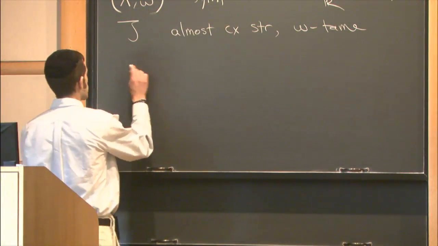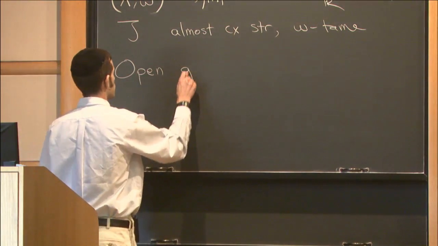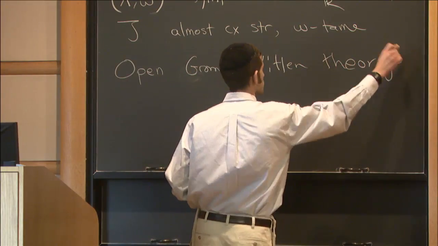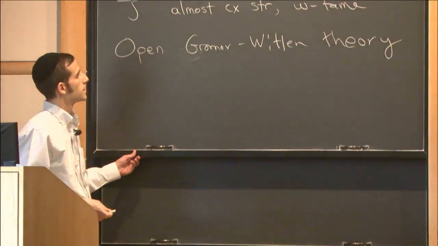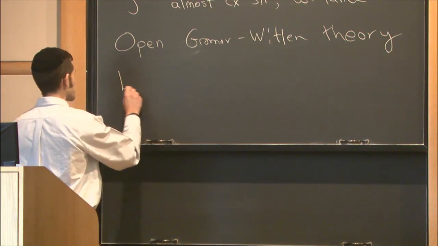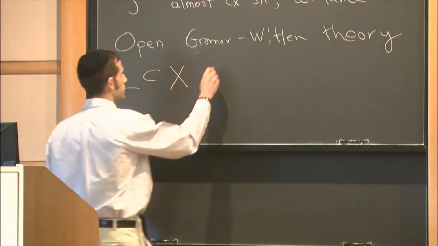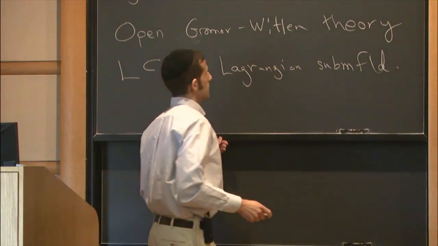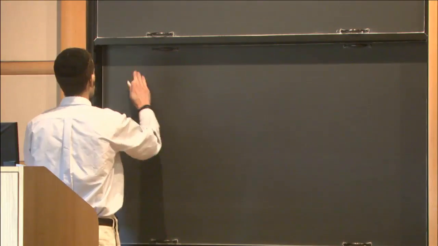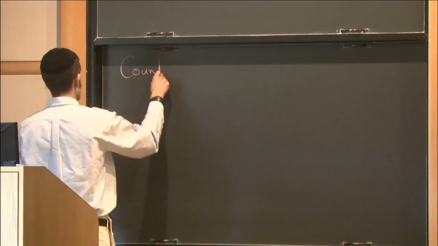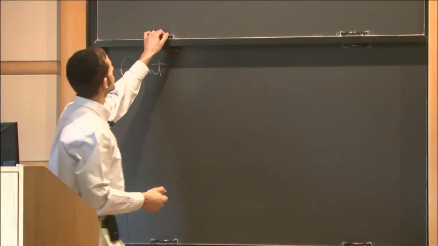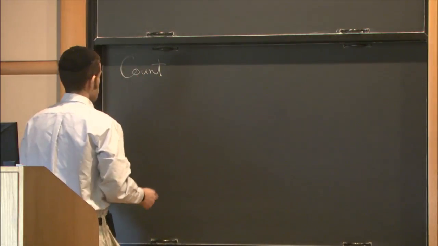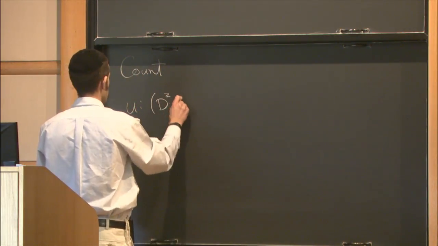What is open Gromov-Witten theory? It is when you consider inside of this a Lagrangian submanifold, and you're interested in counting, let's talk about genus 0 only, so we want to count maps.